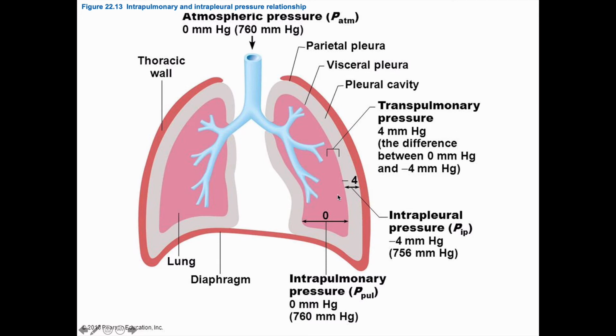Okay, so this pressure here is intrapleural pressure. This pressure here is the atmospheric pressure. Whenever the diaphragm contracts, a negative pressure, that is -4 millimeters of mercury, is created in the pleural space, thereby the lung will expand.